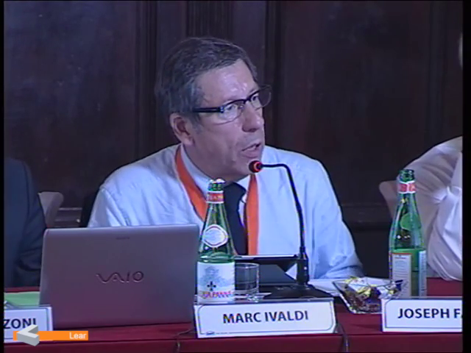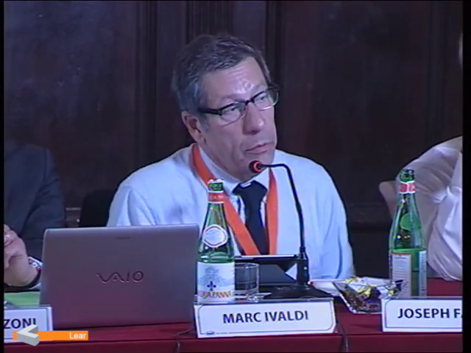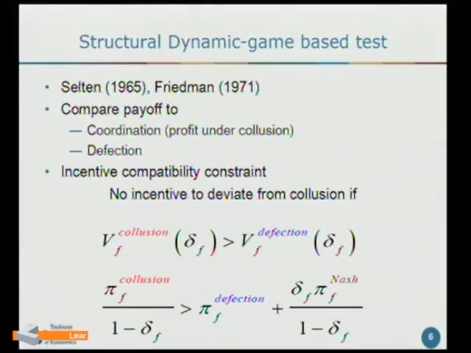Okay, so the structural test is really based on the old literature, the first seminal paper on dynamic game models. The idea is to compare the payoff under coordination and with defection. So the idea is written here. There is no incentive to deviate from collusion if the payoff under collusion is higher than under defection.